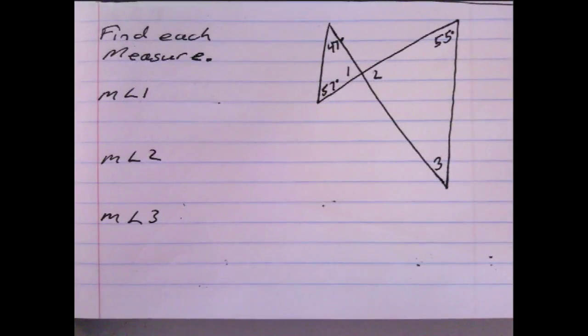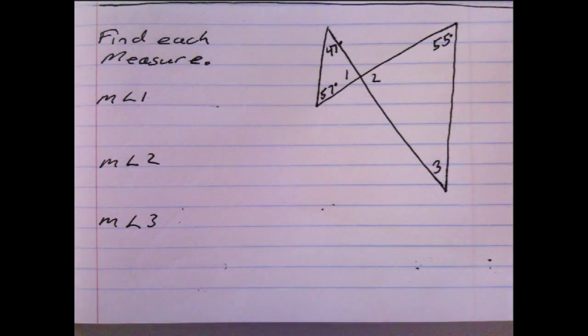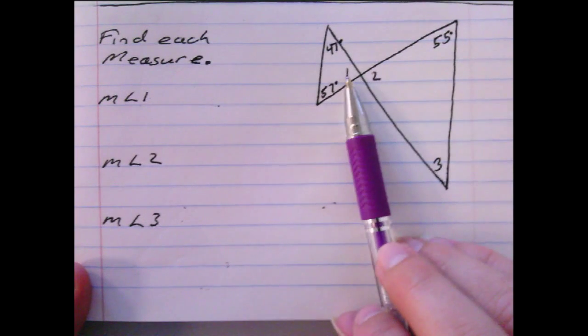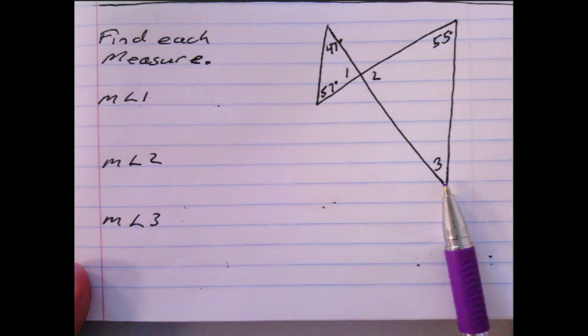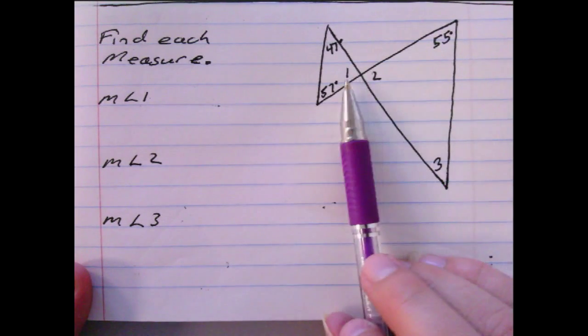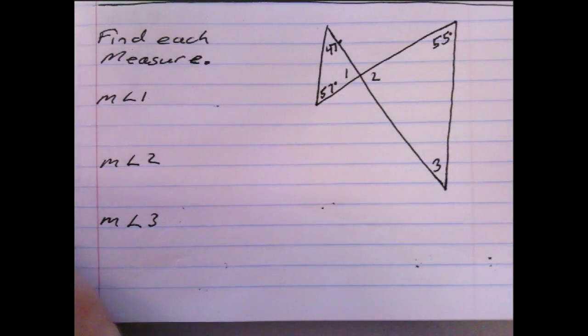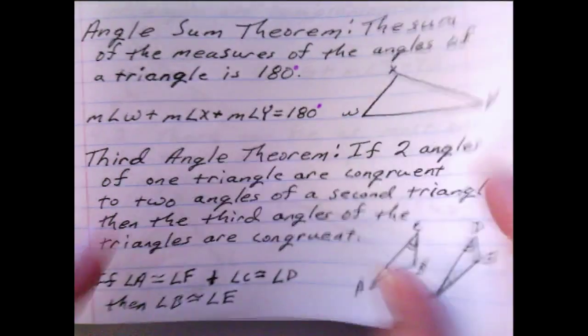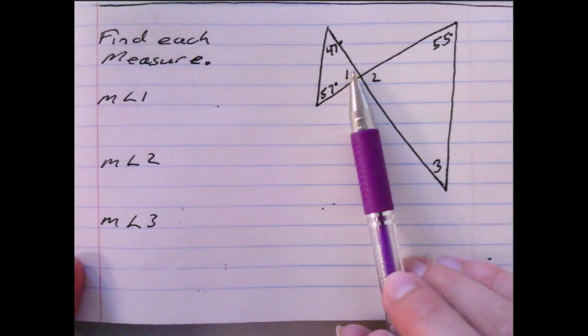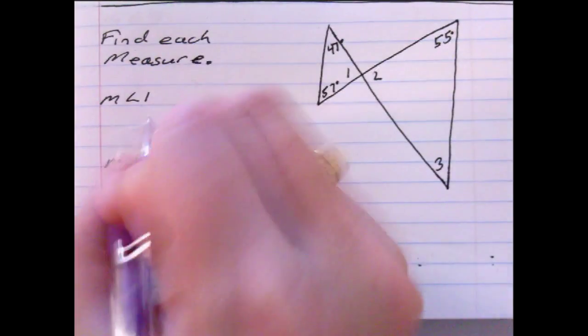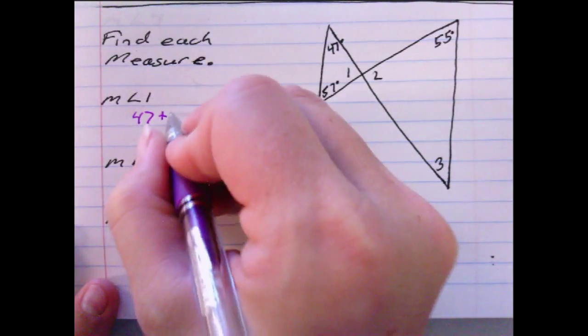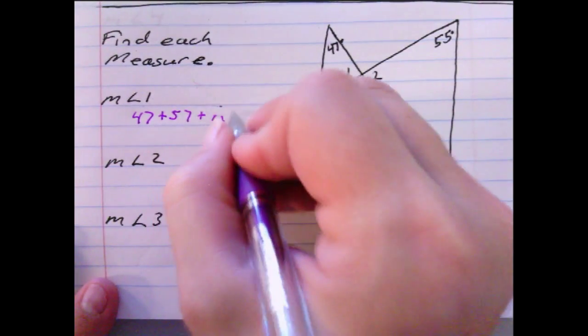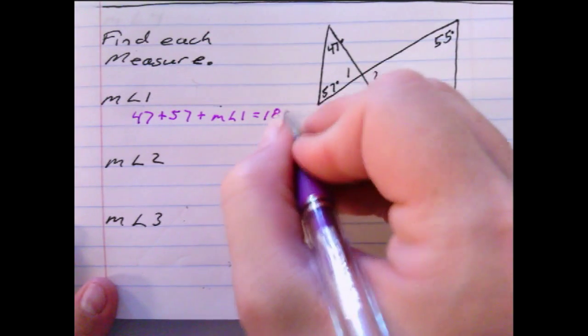So we have another picture here. On this picture, we're going to again find the measures of our angles. We have 1, 2, and 3. So here's the measure of angle 1, 2, and then 3 is down here in this corner. All right, so let's start with angle 1. Well, we know from one of our theorems, our angle sum theorem, that if we add up all three angles, we should get 180. We have 2, so we're looking for the third interior angle. So we're going to take 47 plus 57 plus the measure of angle 1 equals 180.